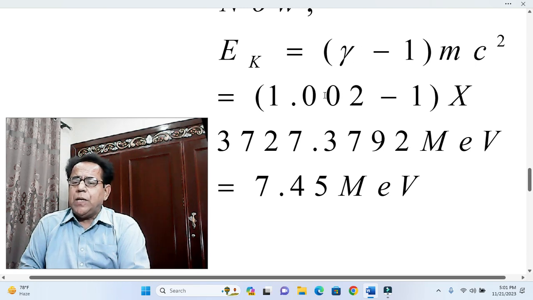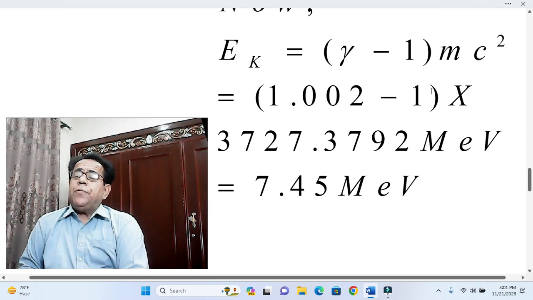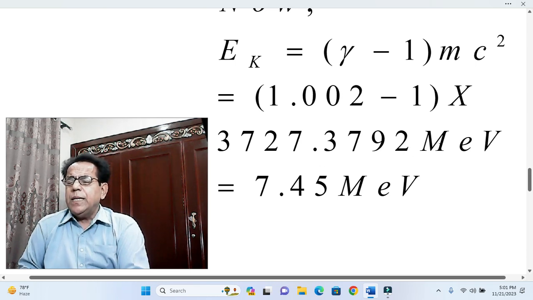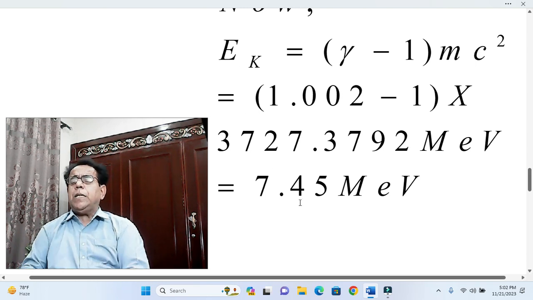Lorentz factor gamma we have found in the previous step, which is equal to this, and from the table of masses of particles, mass of alpha particle in terms of million electron volt over c square is given as this. Okay, and from that m becomes equal to this. Okay, so a simplification of the above step shows that kinetic energy E K becomes equal to 7.45 million electron volt.